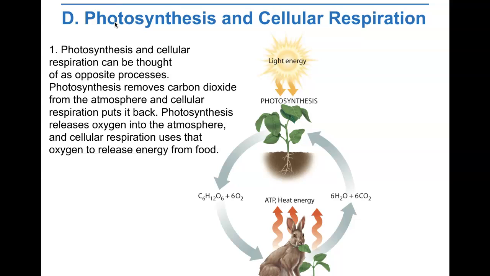Photosynthesis and cellular respiration can be thought of as opposite processes. Photosynthesis removes carbon dioxide from the atmosphere, and cellular respiration puts it back. Photosynthesis releases oxygen into the atmosphere, and cellular respiration uses that oxygen to release energy from food.